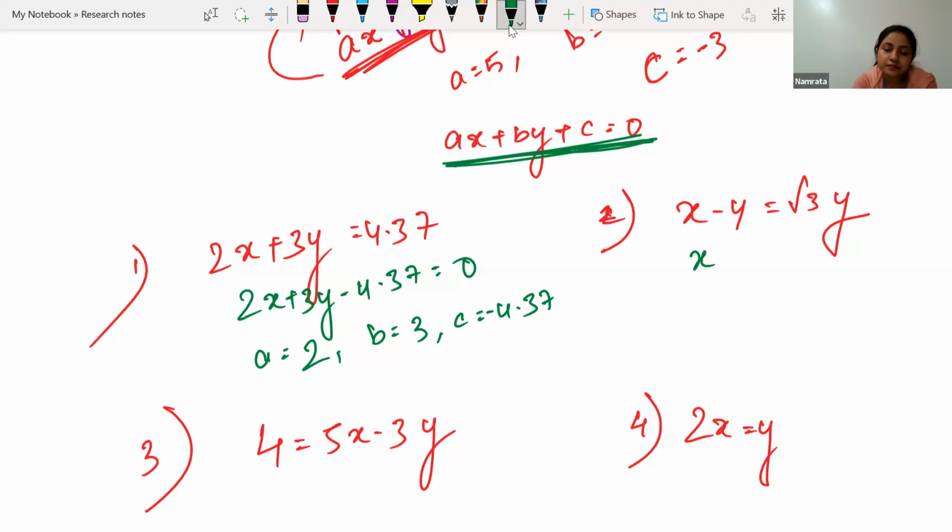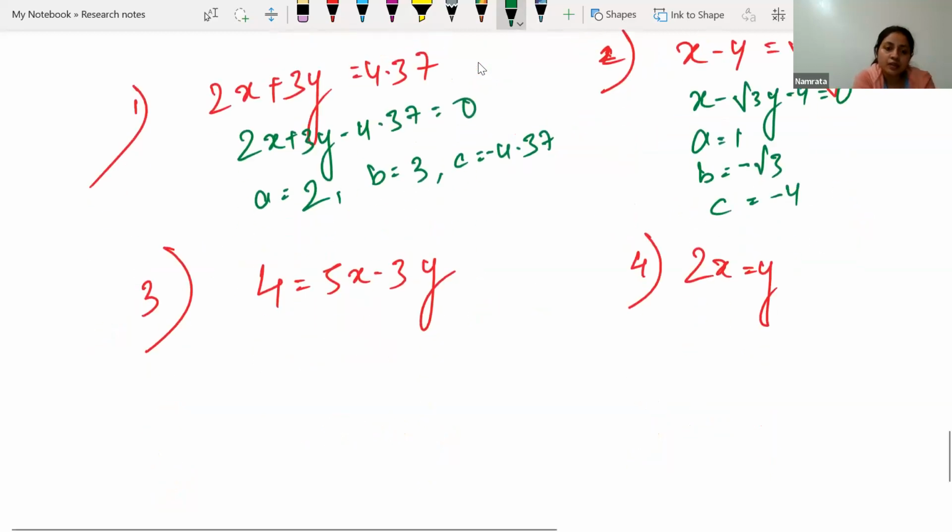x minus root 3y minus 4 equals 0. Perfect. A is 1, B is minus root 3, C is minus 4. Let's move ahead.